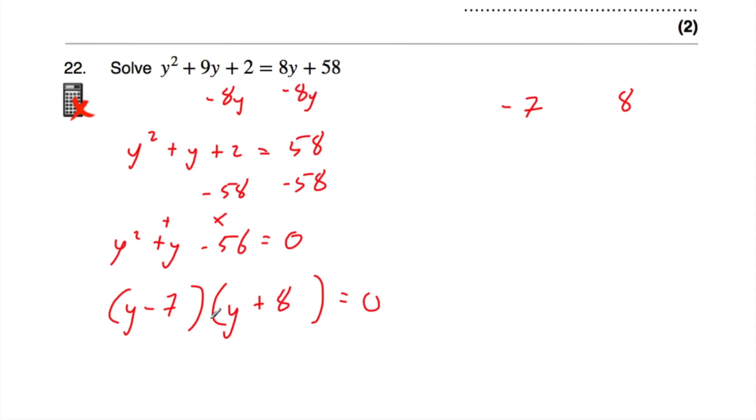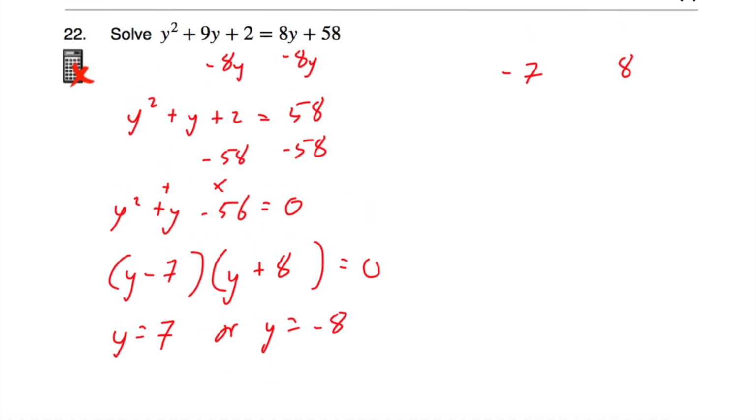And then when is each bracket equal to 0? Well, here, whenever y is equal to 7, or in terms of this one, whenever y is equal to minus 8. And that's it, there are two solutions, whenever y is equal to 7, or whenever y is equal to minus 8. Okay, let's look at our next question, question number 23.